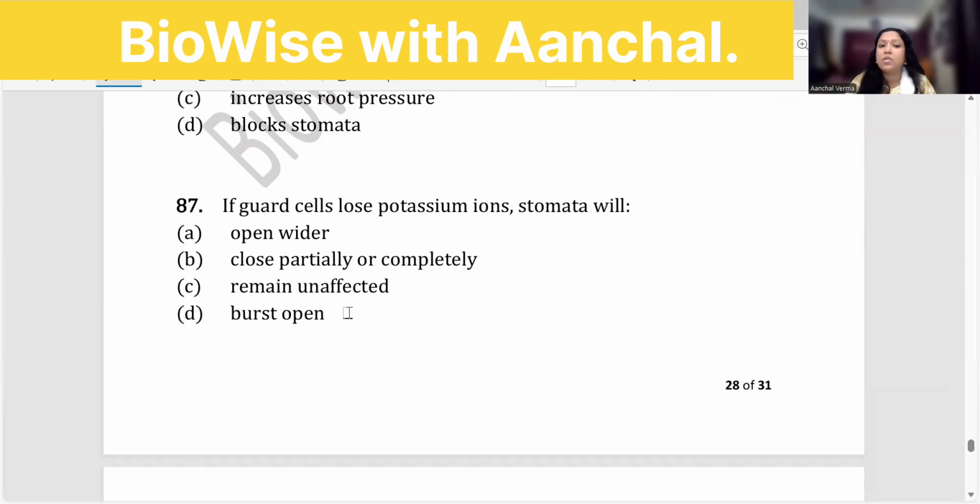If guard cells lose potassium ions, stomata will open or close? Potassium ion theory. That is when potassium enters the guard cells, they become turgid and the stomata opens. When the potassium ions leave the guard cells, they become flaccid because of exosmosis. So what will happen? It will close partially or completely is the right answer.